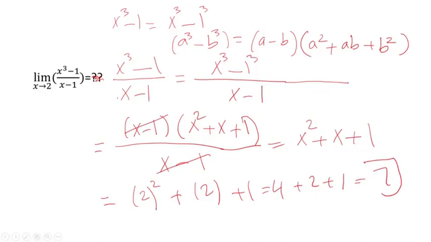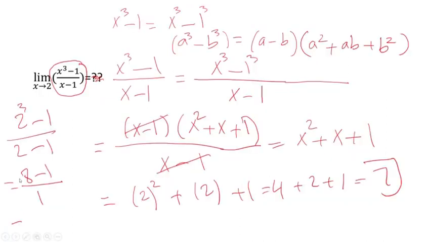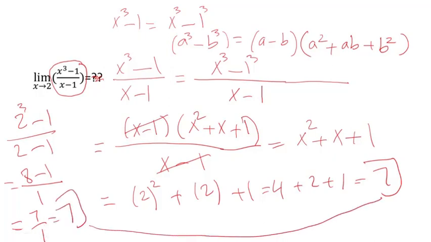If I want to check, I have x cubed, so 2 cubed minus 1 divided by 2 minus 1. Basically, I'm just taking this quantity here and replacing x with 2. 2 cubed is 8 minus 1. 2 minus 1 is 1. 8 minus 1 is 7, divided by 1, which is just 7. So I get the same value.